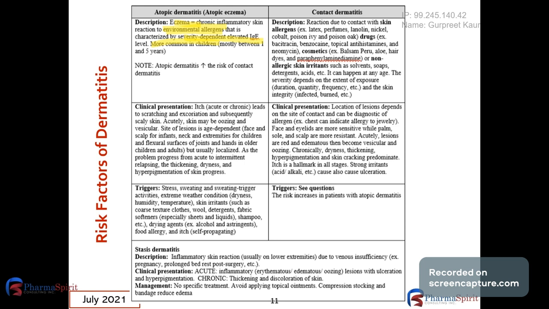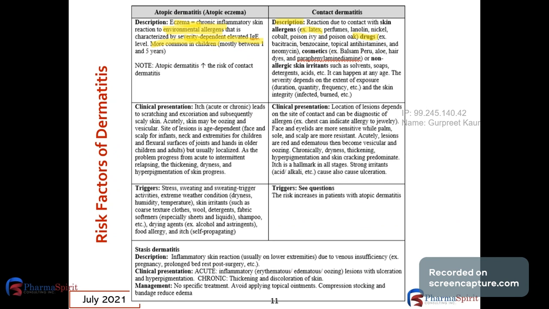For contact dermatitis, it's also a reaction due to contact with the skin allergen. So here it is a skin allergen, something specific to the skin, something like latex, perfume, lanolin, nickel, cobalt, poison ivy, poison oak. So these are specific skin allergens. Sometimes it's also due to contact with drugs.